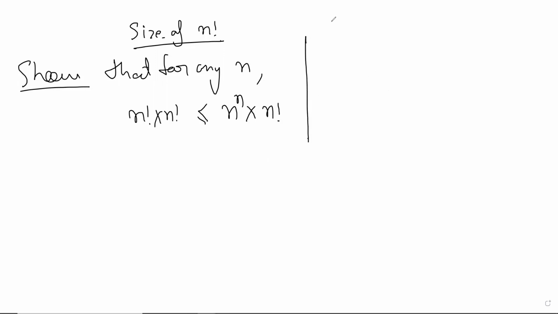Yes, right. So for small examples, it's pretty obvious. If you take 2 factorial times 2 factorial, it's clearly less than 2 to the power 2 times 2 factorial, right? In this case also it is less, right? And 3 factorial times 3 factorial is less than 3 to the power 3 times 3 factorial. In some sense, this inequality is obvious, isn't it?